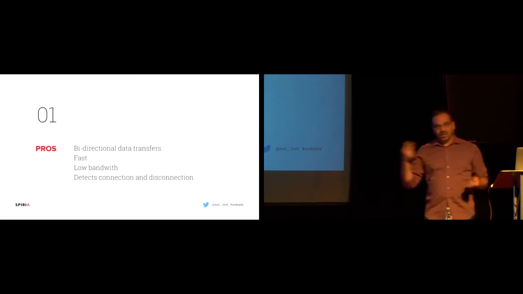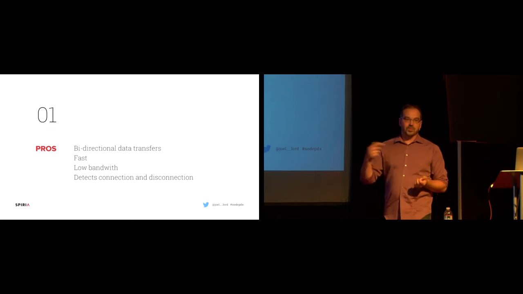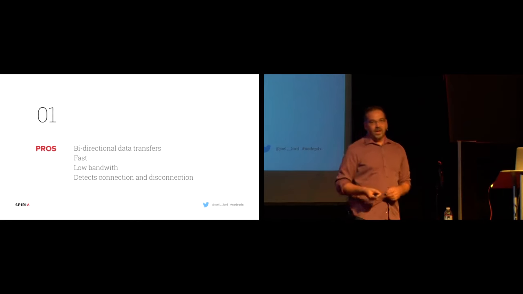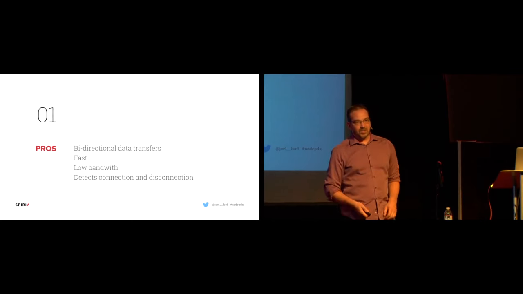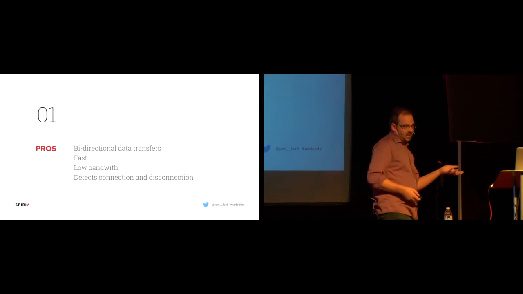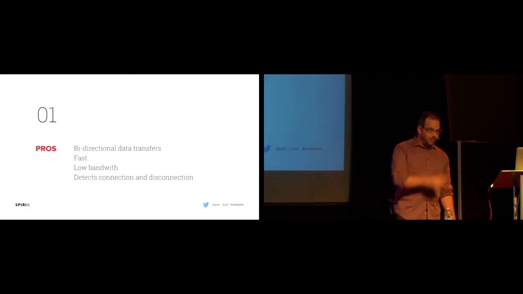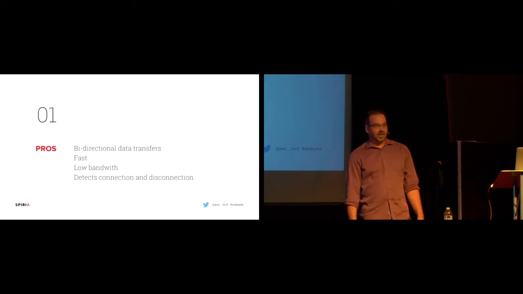It detects connection and disconnection as well, so it helps you to do stuff like presence. So if you have Trello, for example, you can see a little green dot if the other user is connected at the same time, and so on. It uses the connection and disconnection features of WebSockets in order to provide the presence data.